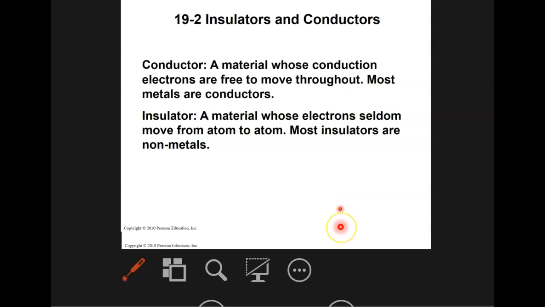I'm going to talk a little bit about insulators and conductors, but I'll talk more about that when we actually do some circuits in the lab. So a conductor is a material that basically can conduct. So wires, anything metal, the electricity can flow, electrons can flow through that. An insulator is something that's going to insulate it. Most insulators are non-metals, and basically electrons will have a harder time moving from atom to atom.